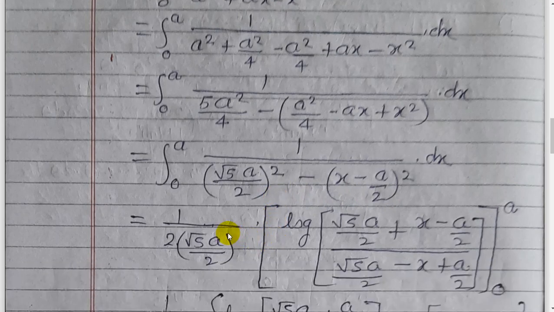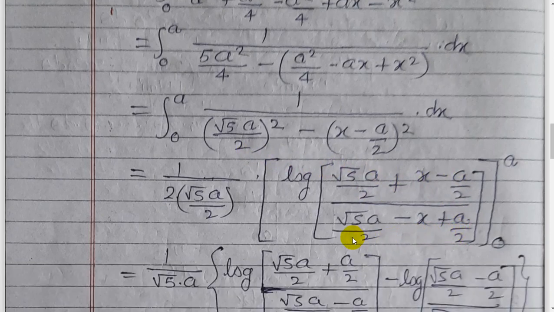So we write here 1 upon 2 into root 5a upon 2 because it is the value of a. So 1 upon 2a, that is root 5a upon 2, and here 2 going by 2, into log of (root 5a upon 2 plus x minus a by 2), because it is a plus x upon a minus x, that is root 5a minus x, and minus minus plus a upon 2, whole limit 0 to a.